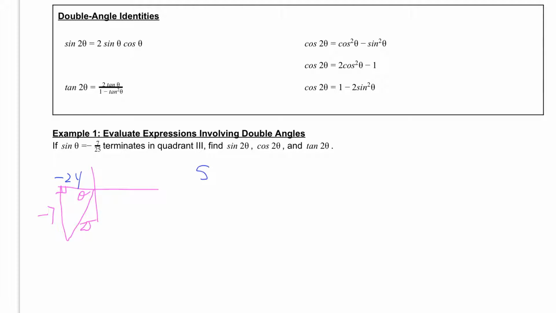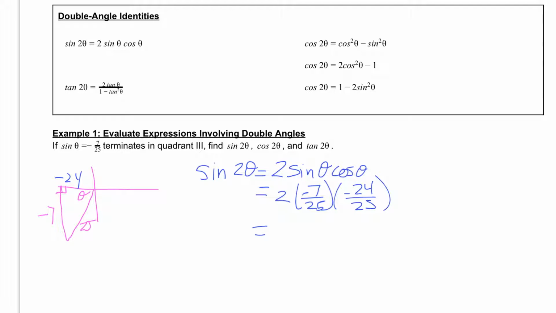So let's start with the sine of 2 theta. The sine of 2 theta is going to be equal to, from the formula up here, 2 times the sine of theta times the cosine of theta. So 2, now the sine of theta, I already know is negative 7 over 25. So I'm going to multiply by negative 7 over 25. And then the cosine of theta I can get from my triangle here. Cosine is the adjacent over the hypotenuse. So negative 24 over 25.